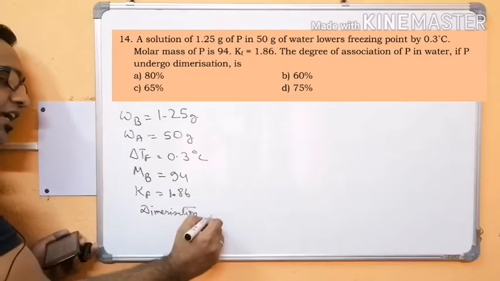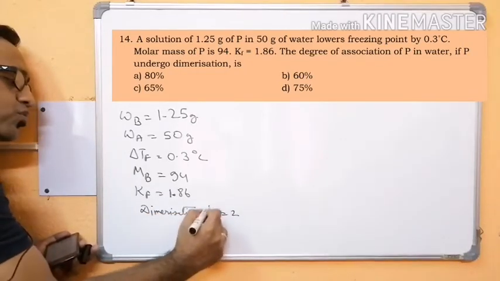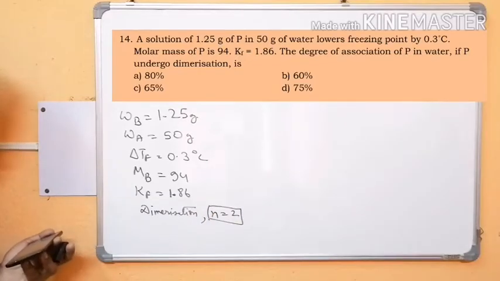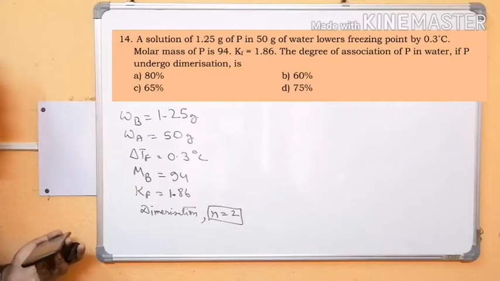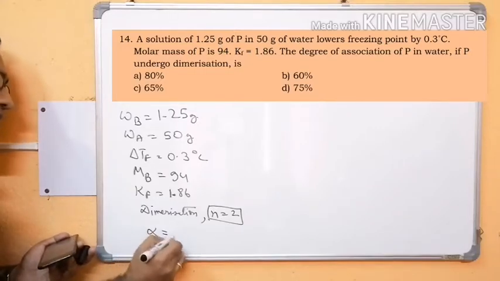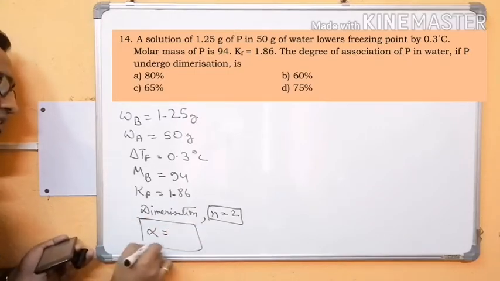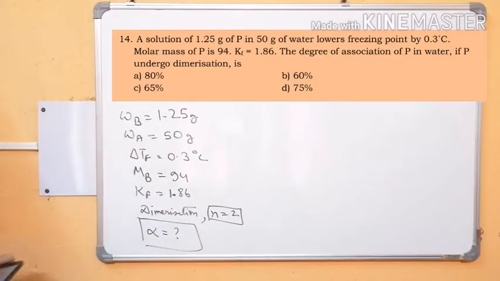So when it is dimerization, n equals 2. If it is trimerization, n equals 3. Tetramerization, n equals 4. What you have to calculate? You have to calculate alpha. So the entire question part you have noted.